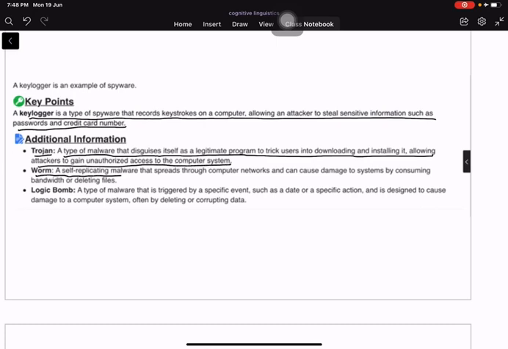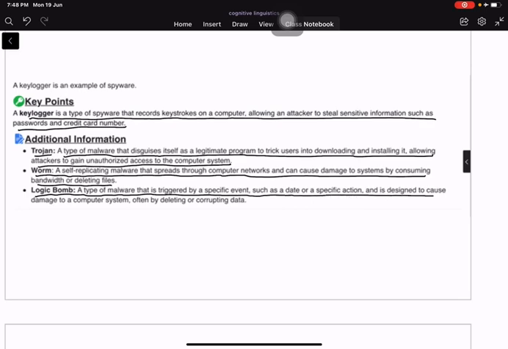Worm, a self-replicating malware that spreads through computer networks and can cause damage to systems by consuming bandwidth or deleting files. Logic bomb, a type of malware that is triggered by specific events such as a date or specific action and is designed to cause damage to a computer system, often by deleting or corrupting data.